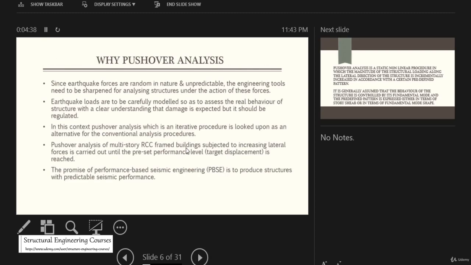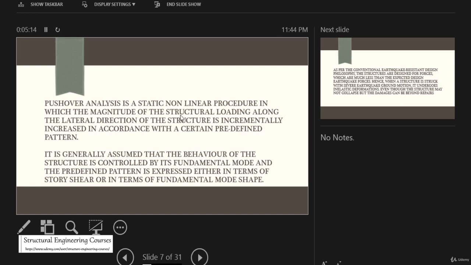And now the question is why we need to do the pushover analysis. As we had discussed in the previous slides also, earthquake forces are random and unpredictable, and earthquake loads are to be carefully modeled to assess the real behavior of the structure. That is why pushover analysis has been looked upon as an alternative to the conventional analysis procedures. Pushover analysis can be done for RCC frame buildings and also for structural steel buildings. In simple words, it is a static non-linear procedure in which the magnitude of structural loading along the lateral direction of the structure is incrementally increased in accordance with a certain predefined pattern.